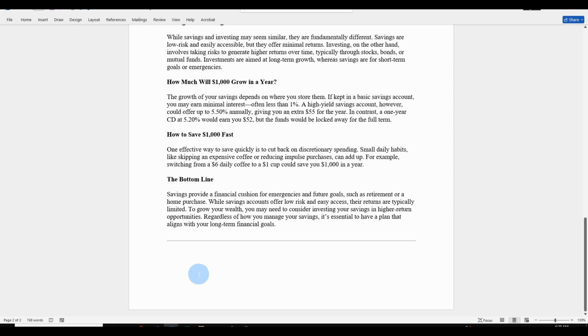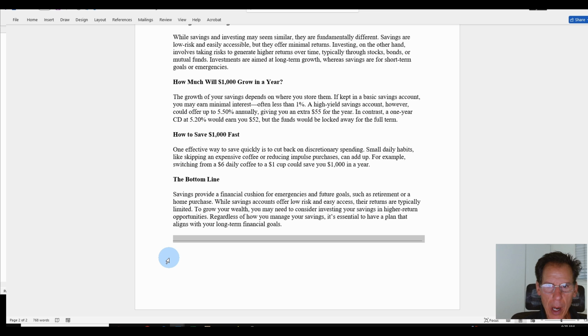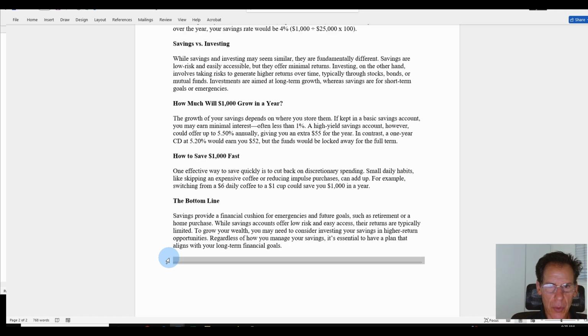The bottom line: savings provide a financial cushion for emergencies and future goals, such as retirement or a home purchase. While savings accounts offer low risk and easy access, their returns are typically limited. To grow your wealth, you may need to consider investing your savings in higher return opportunities. Regardless of how you manage your savings, it's essential to have a plan that aligns with your long-term financial goals.